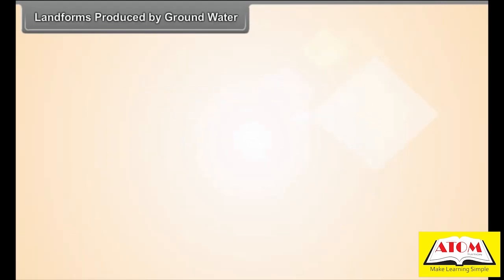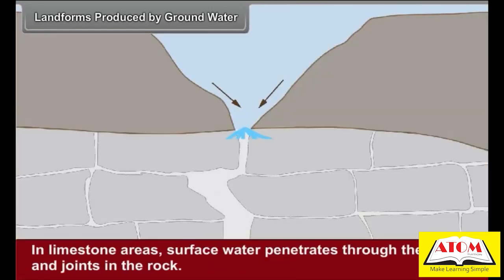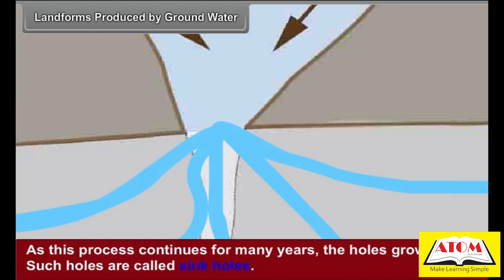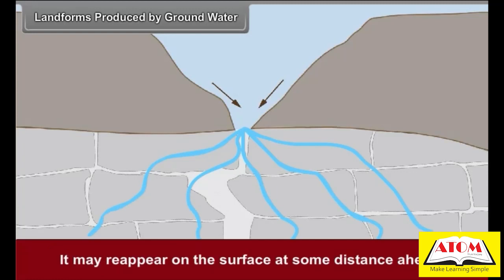Landforms produced by groundwater. Number 1. Sinkholes. In limestone areas, surface water penetrates through the cracks and joints in the rock. Some amount of limestone gets dissolved in this water, leading to the formation of holes on the surface. As this process continues for many years, the holes grow in size. Such holes are called sinkholes. As the water flowing over the surface enters these holes, it disappears. It may reappear on the surface at some distance ahead.